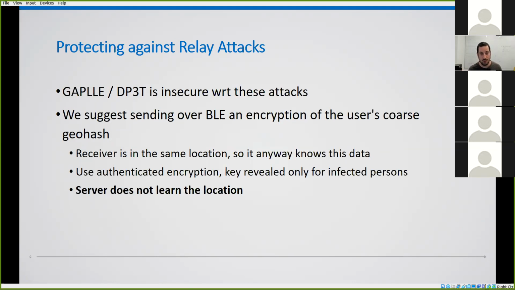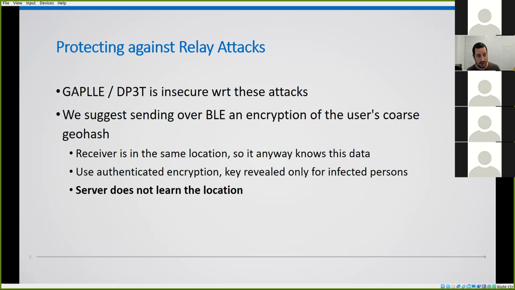We know that the receiver is supposed to be in the same location. So if we, for example, give location and resolution for a few hundred meters, the receiver already knows where it is located. So it doesn't reveal any kind of extra information. And if we use authenticated encryption under keys that are later disclosed to the server, if the user is identified as an infected person, this is not something that is easily spoofed. And again, we can do it in a way that the server does not learn the location.